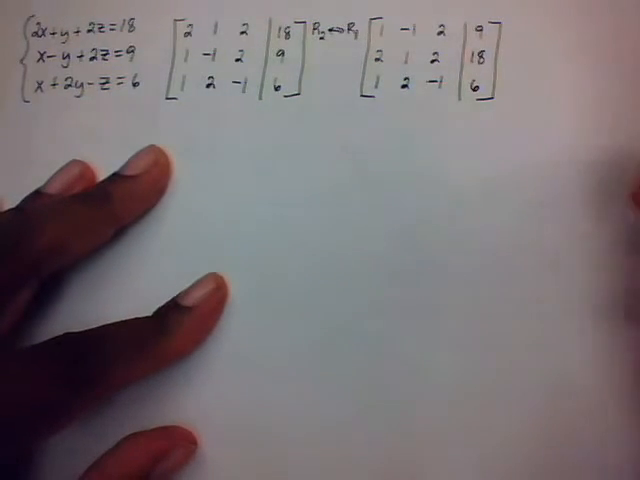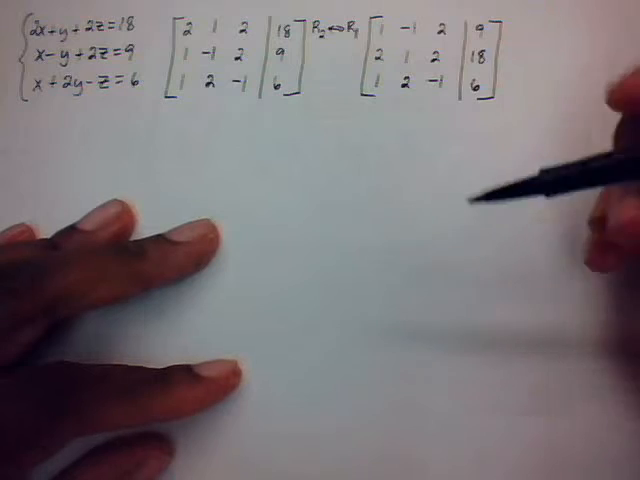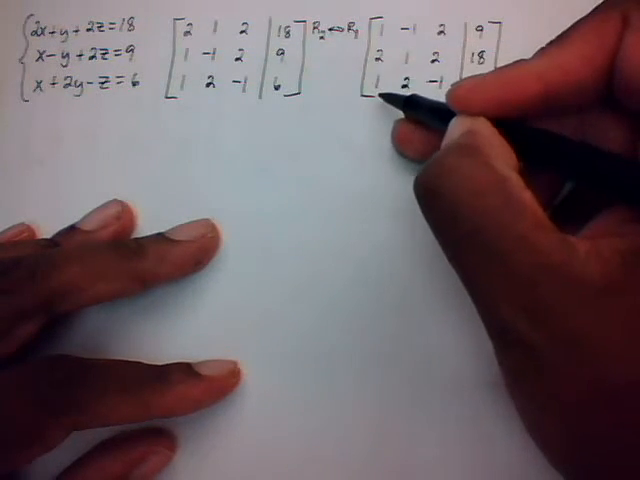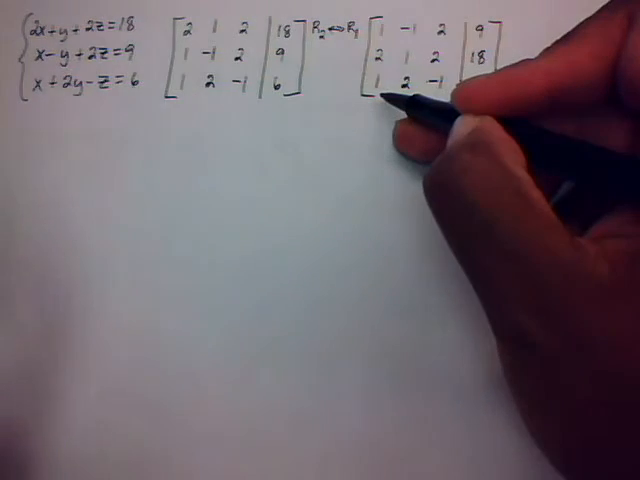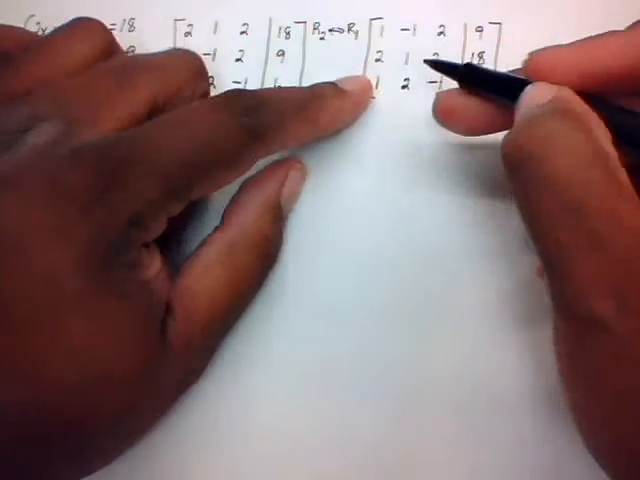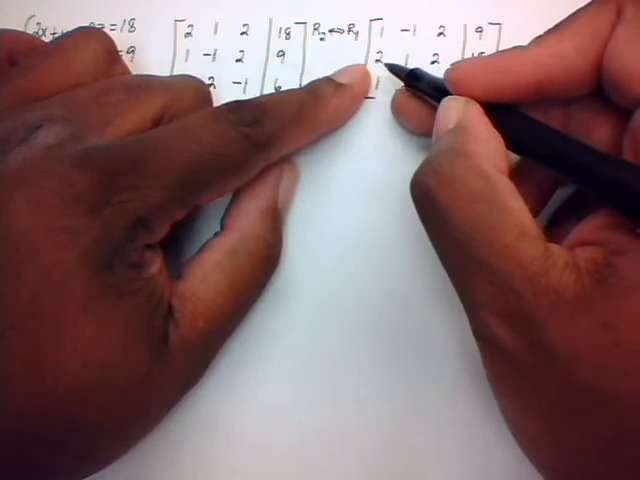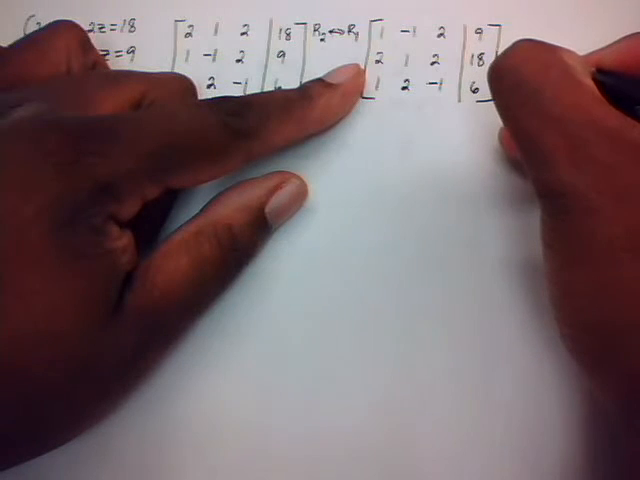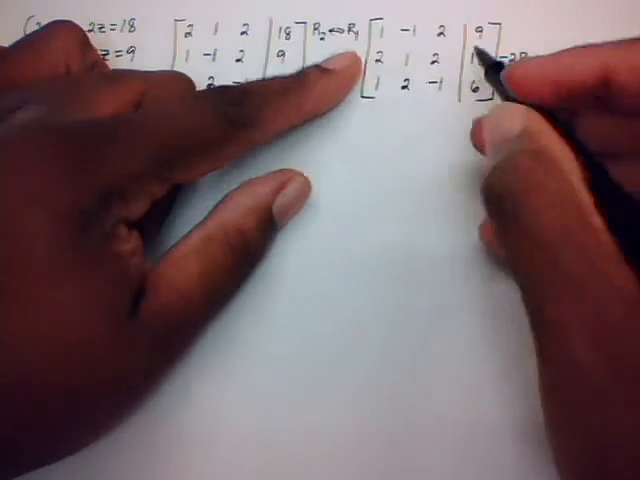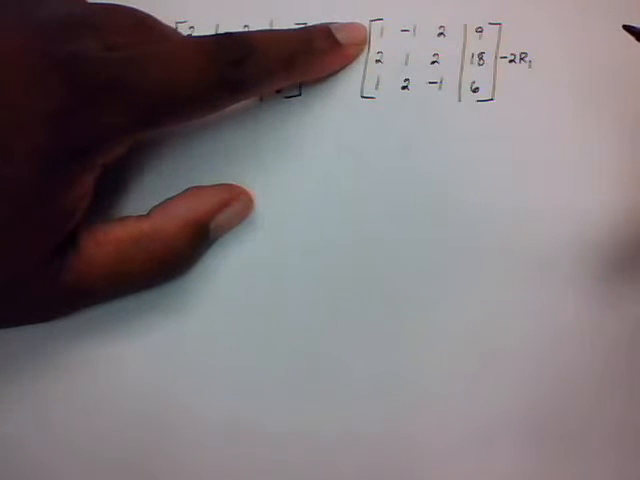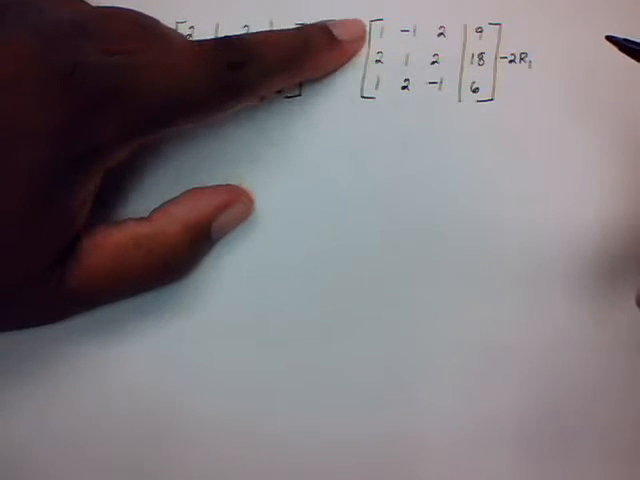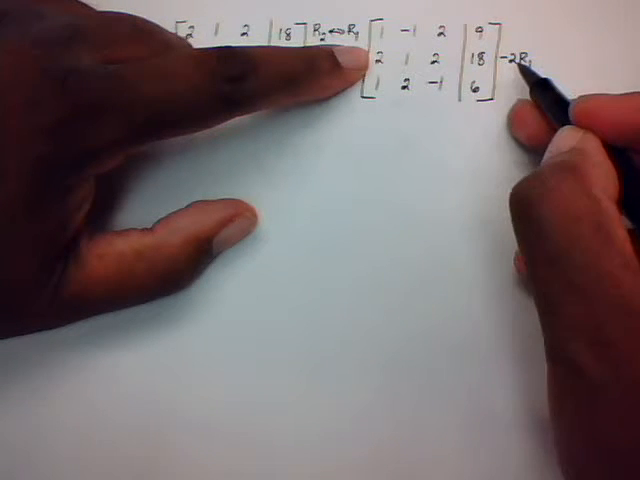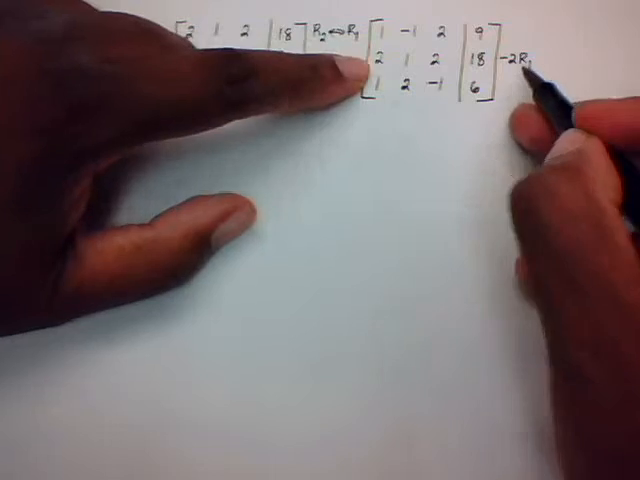Now, here's what I want to do here. Now that I have a 1 here, I need to put zeros underneath it. This is where I'm going to put a 0 here. I have a 2 right here. For this to be a 0, I need to do negative 2 times row number 1, because I'm going to take negative 2 times row 1. Here these signs are the same, so I need to make one positive and the other one negative. So I need negative 2 times row 1. Then I'm going to add that to row number 2.